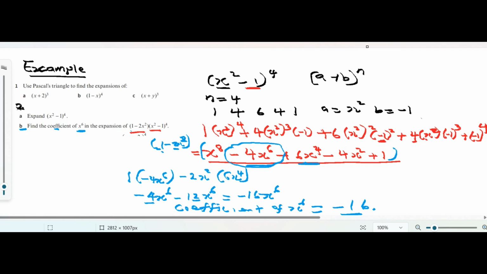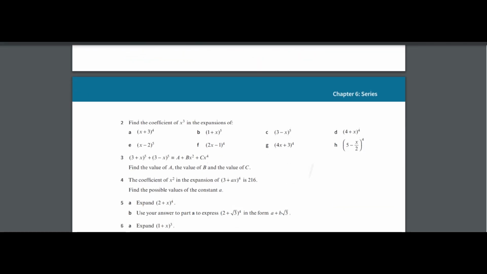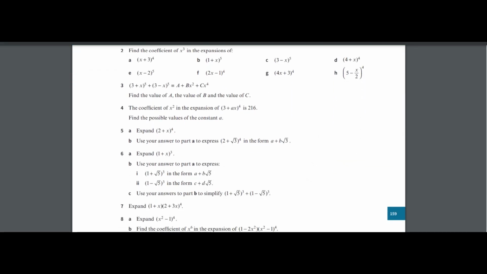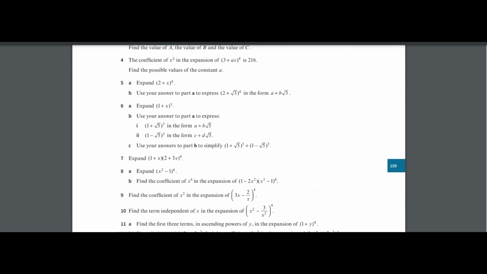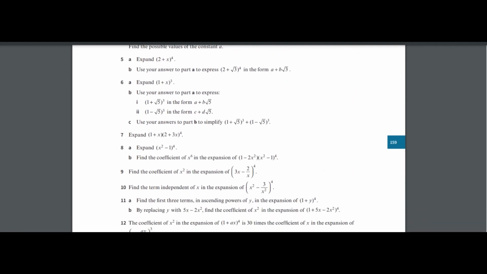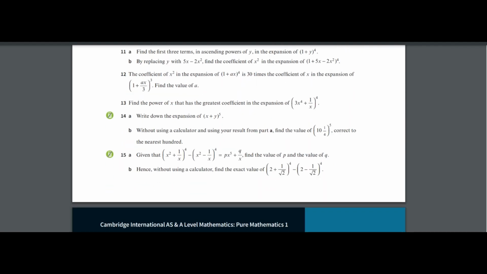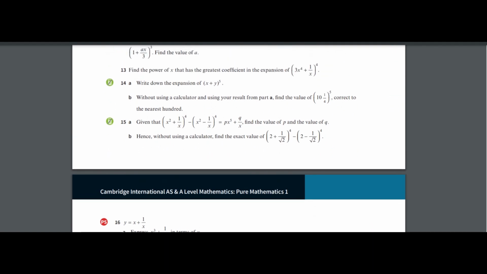Please practice questions. Yes, you can see it. You do question 4, you do question 6, and you do question 12, and you do question 15. See you in the next class.